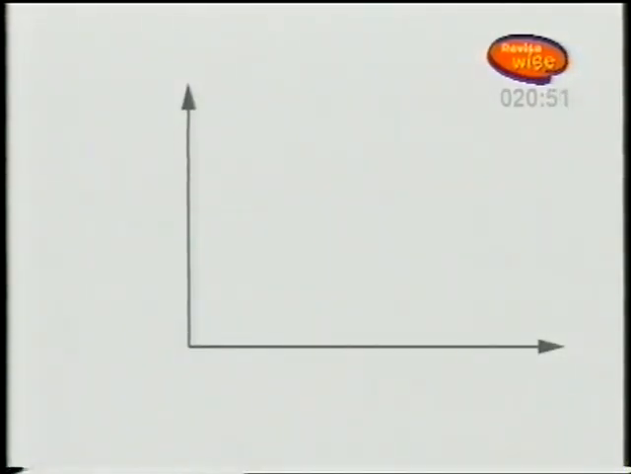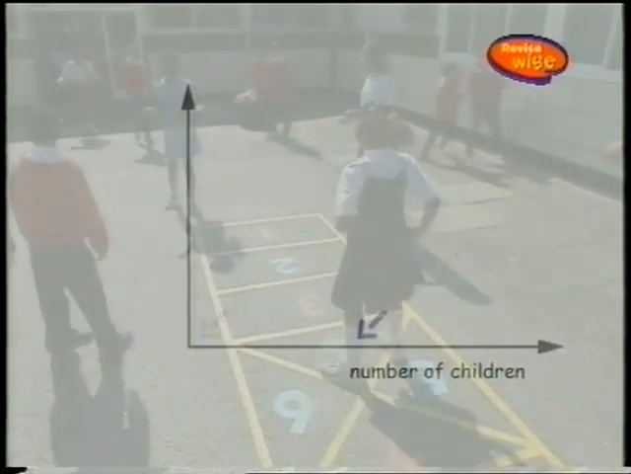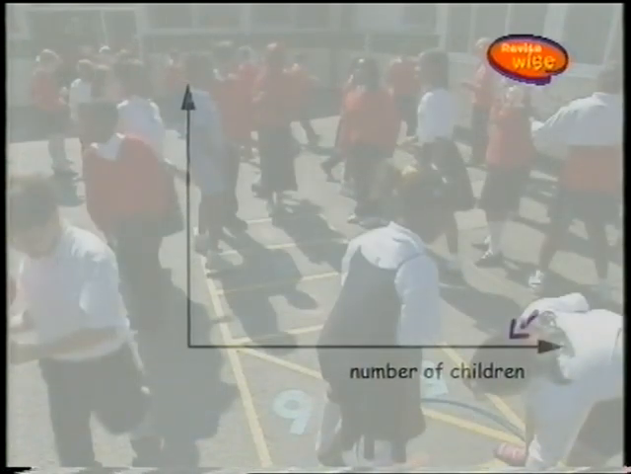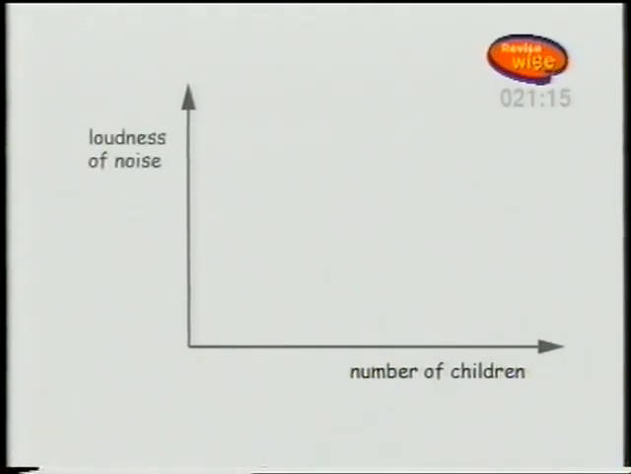In fact, we could have a go at sketching a line to represent the playground relationship we just looked at. When the children were spilling onto the playground, one of the factors we were interested in was the number of children. That's going to go on the horizontal axis, this bottom line, on our graph. Now, this line starts here with no children. The more the number of children increases, the further you go along the line. The other factor we're interested in, the loudness of the noise, goes on the other axis, the one going up vertically. This axis shows no noise here, but the louder the noise gets, the higher up on the line you go. And now we can draw a line to show the relationship.